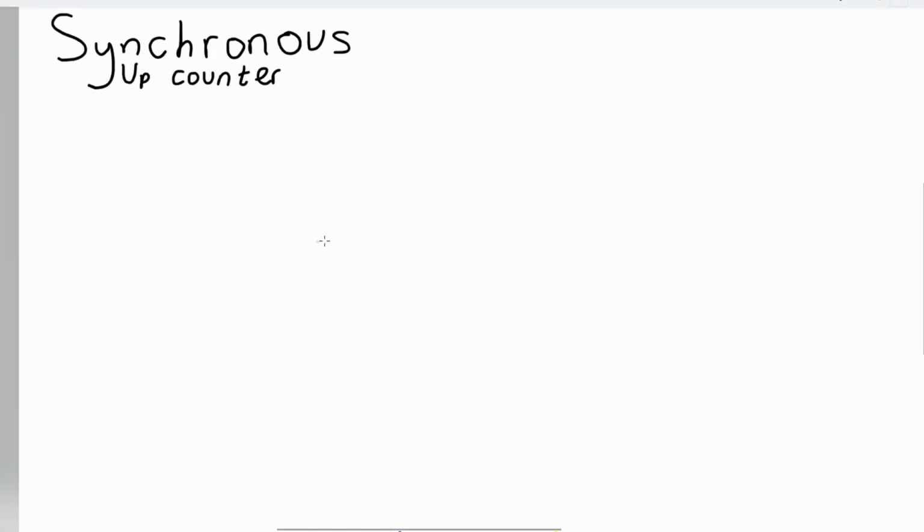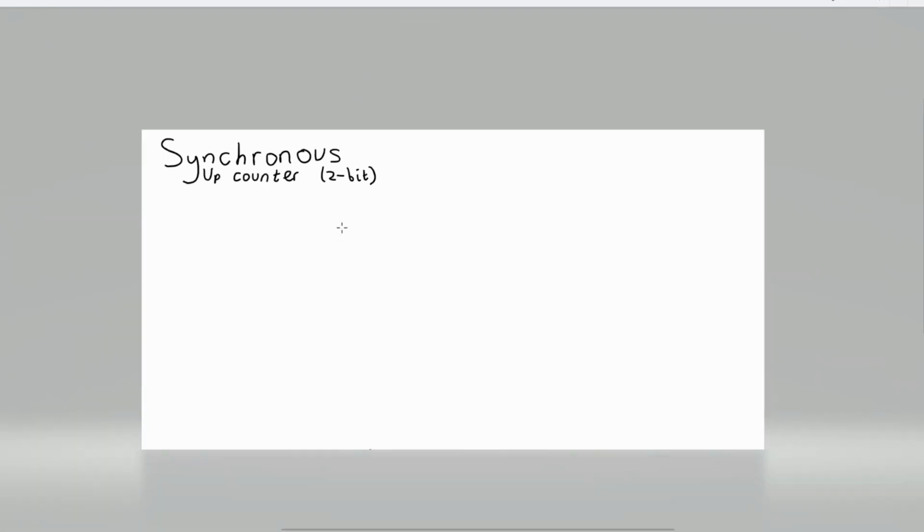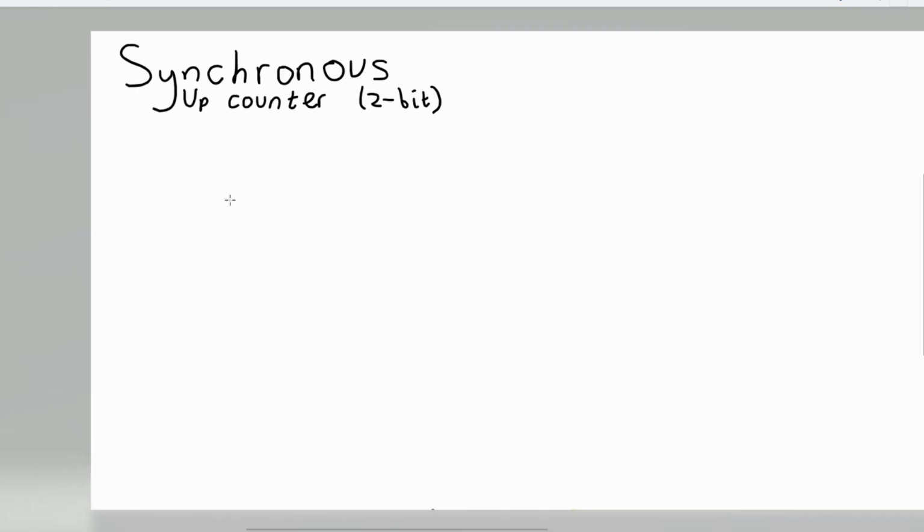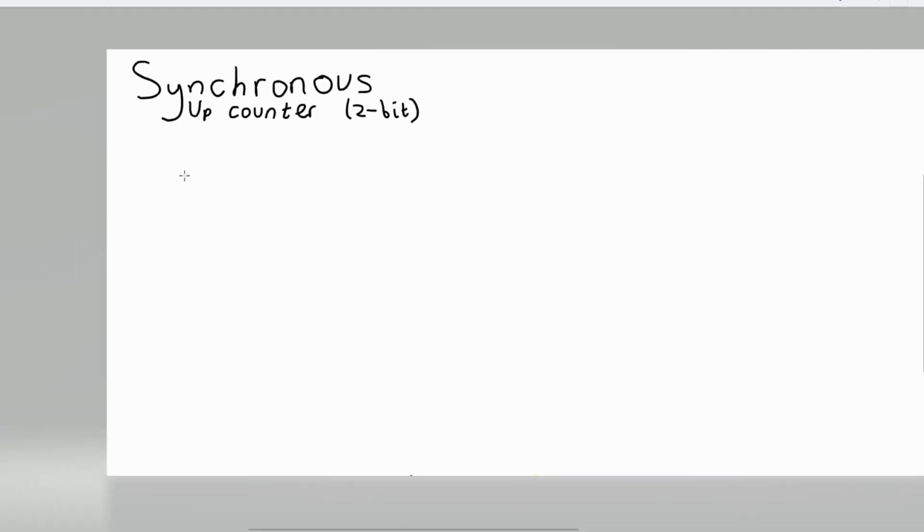Hello everyone, today we're going to be going through a synchronous up counter, and I may be doing a slightly different process to what is in the EE1629 module, but I think this is an easier way to look at it. So with an up counter, obviously with a 2-bit, we want a sequence that looks like this, and then it loops around.